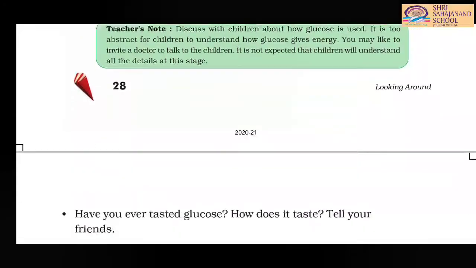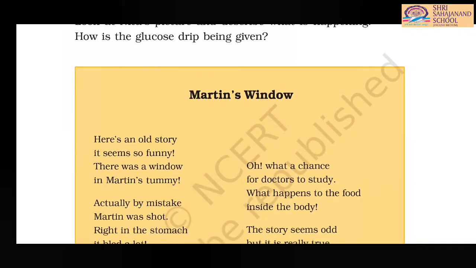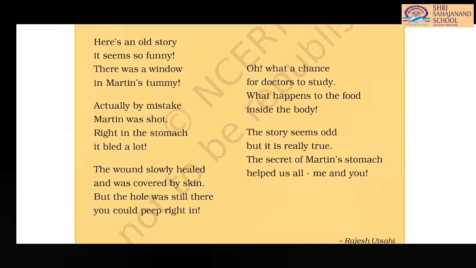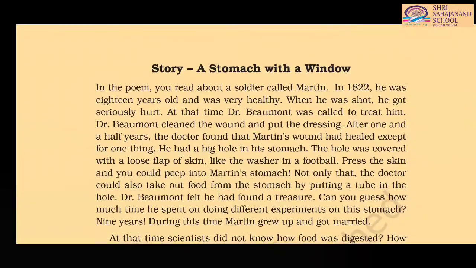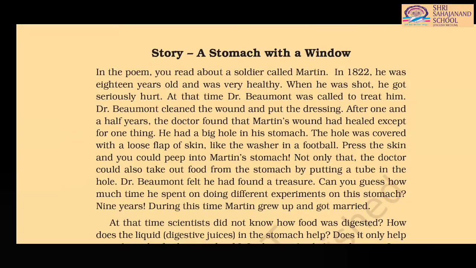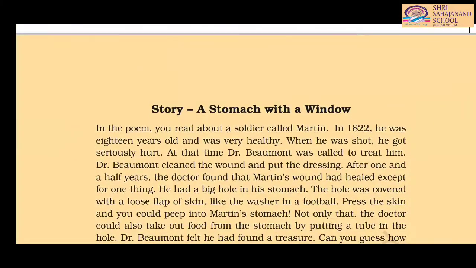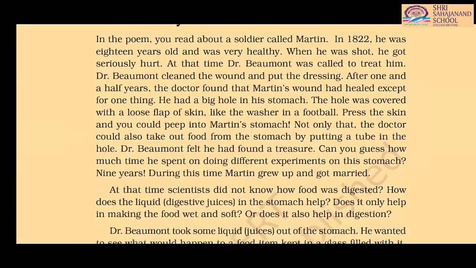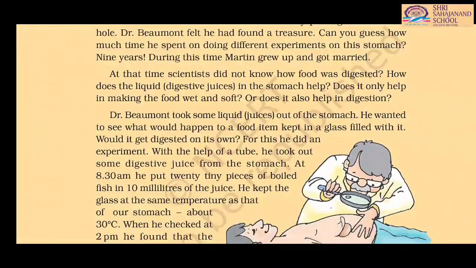Then they have discussed some glucose. What is glucose? Have you heard about glucose? Then the very nice poem of Martin's Window. You should read it once. This is a very beautiful poem. And after that, a story, that is, a stomach with a window. As you can see in the above page, they have given one poem. In the poem you read about a soldier called Martin. And we have to discuss a story based on that, and that story we will discuss in the next part of this chapter.